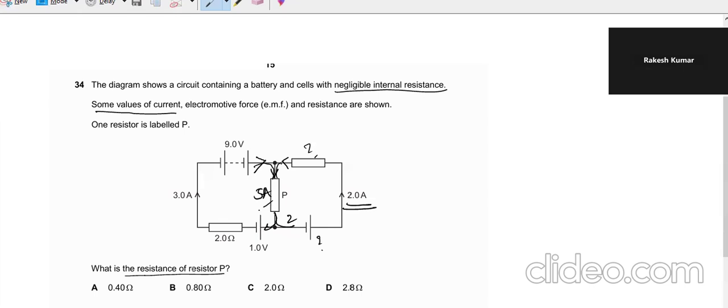I have done the first law. There's nothing I can use of the first law. Two amps comes here, 3 amps comes here. It breaks down into 2 here and 3 here. Nothing else can happen because 3 is going here and 2 is going here. So nothing else can happen. So this is the first law applied.